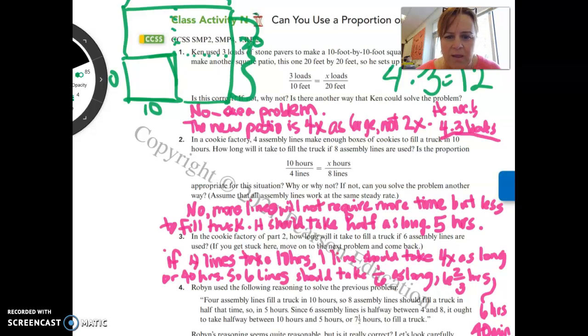All right, number 3. In the cookie factory of part 2, how long will it take to fill a truck if 6 assembly lines are used?